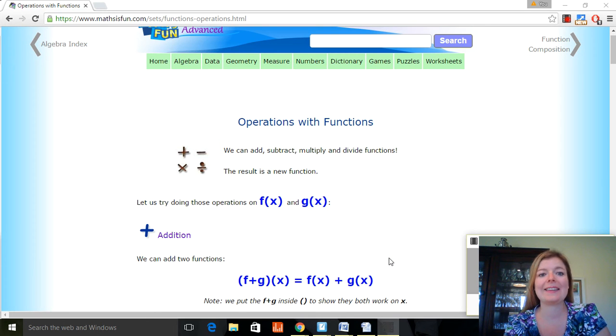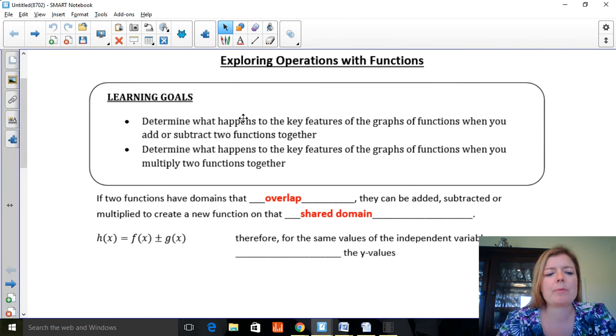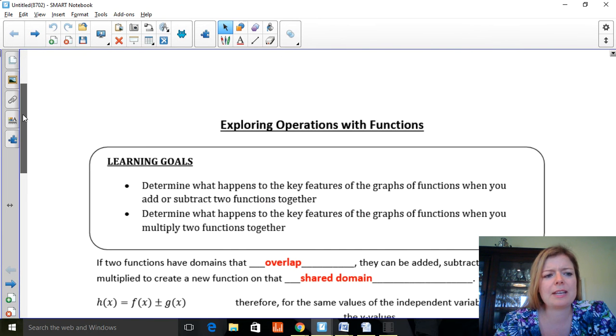Hi guys, last note of the unit. This is called Exploring Operations with Functions. And what we're going to learn today is what happens when two functions are either added or subtracted together, or what happens when you take two functions and actually multiply them together.